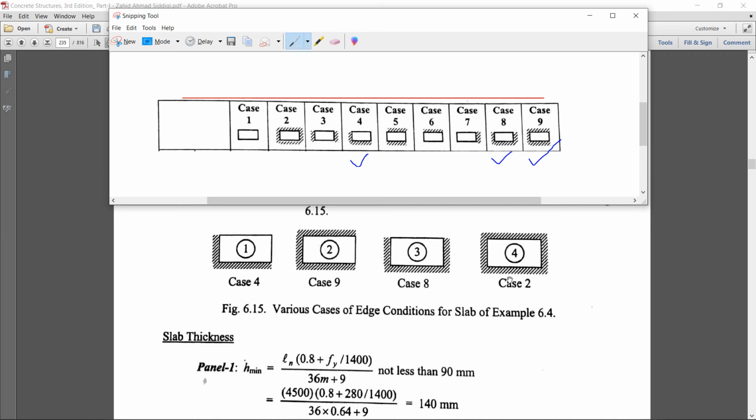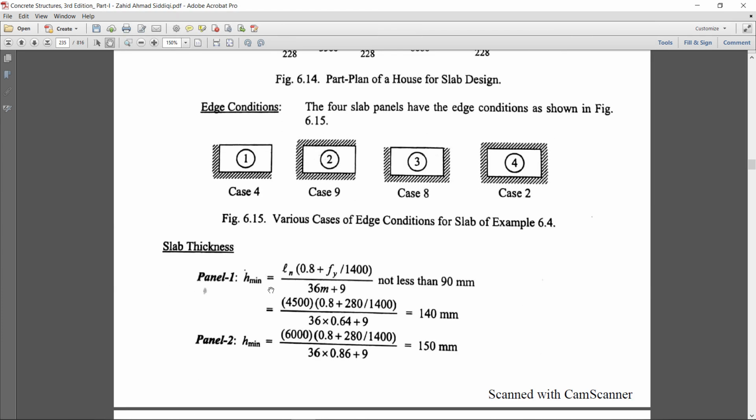Then all the edges are continuous. You can clearly see that is our case 2. So we will go to the corresponding table and column, and pick those coefficients for designing the moments. Now for each slab panel we have calculated the m value, shorter to longer.